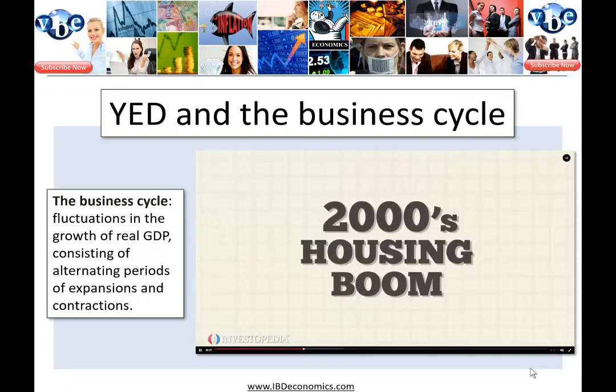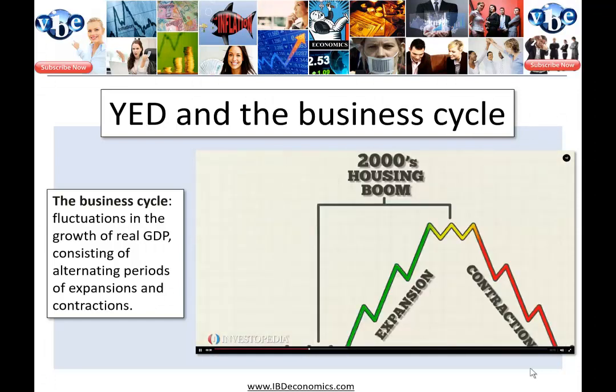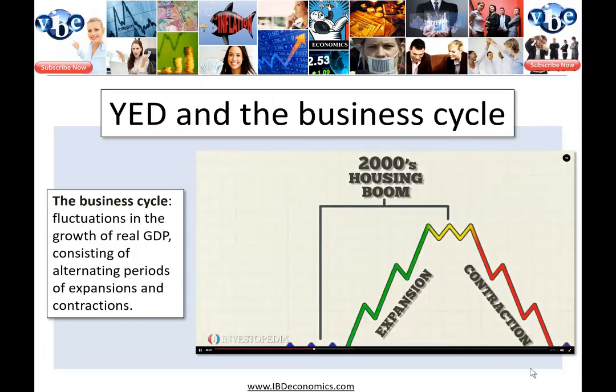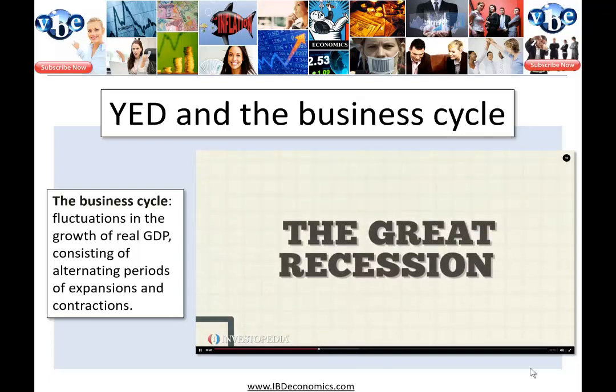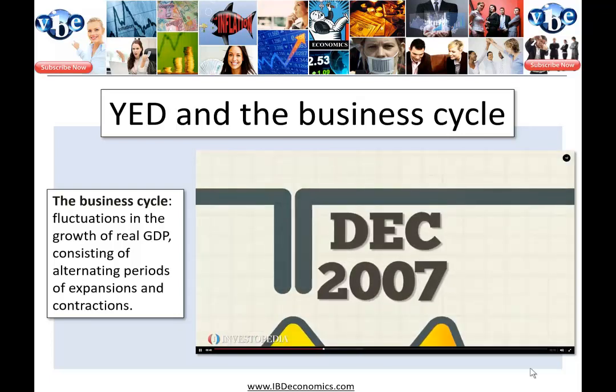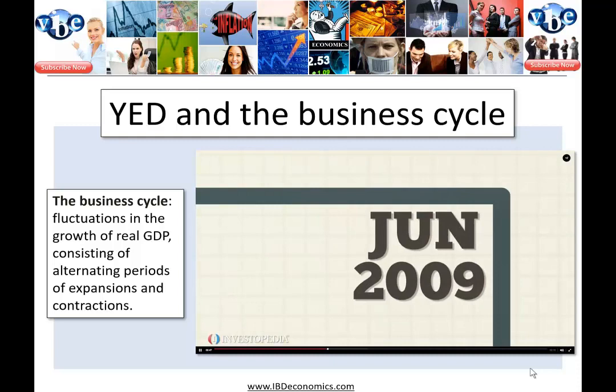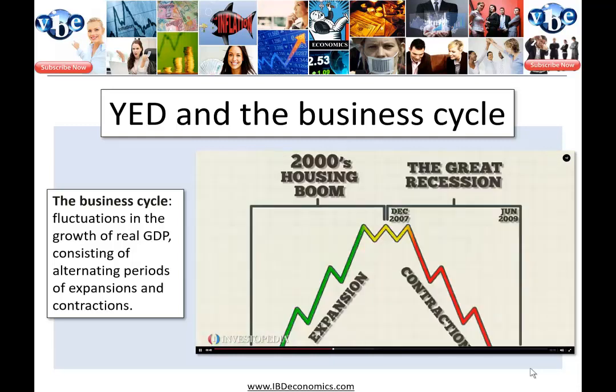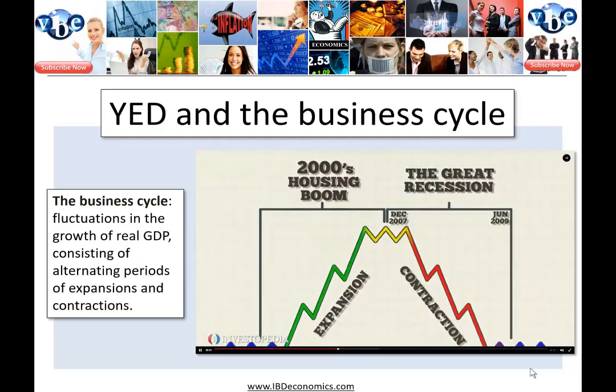The housing boom of the 2000s is an example of the expansionary part of the business cycle. The Great Recession that followed, which technically lasted from December 2007 to June 2009, is an example of the contractionary part of the business cycle.